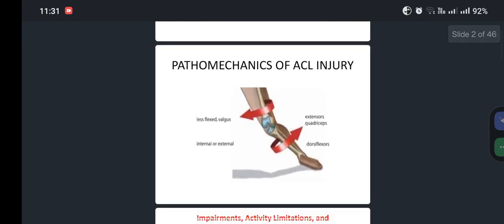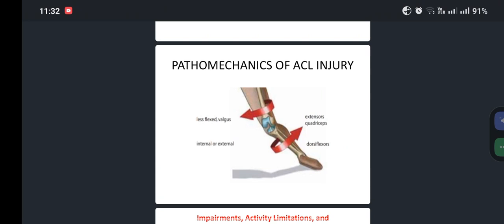So, what is the pathomechanics of ACL injury, or mechanism of injury? There are three common mechanisms of ACL injury. The first involves a non-contact valgus and external rotation stress to the knee as the foot is planted on the ground, which means that when the foot is planted on the ground, there will be valgus and combined external rotation of the knee, which may cause ACL injury or ACL tear.